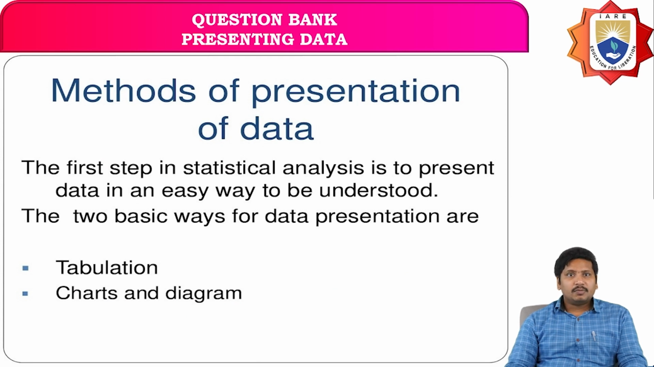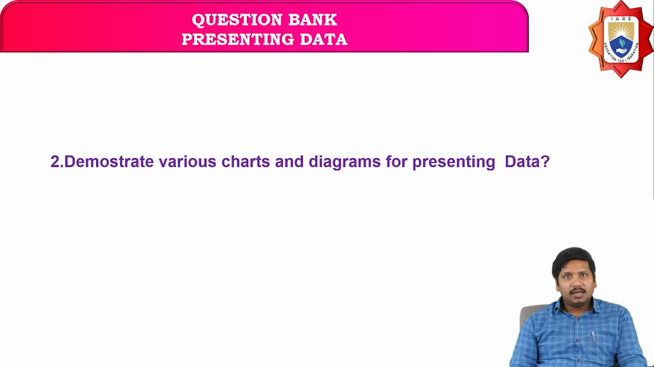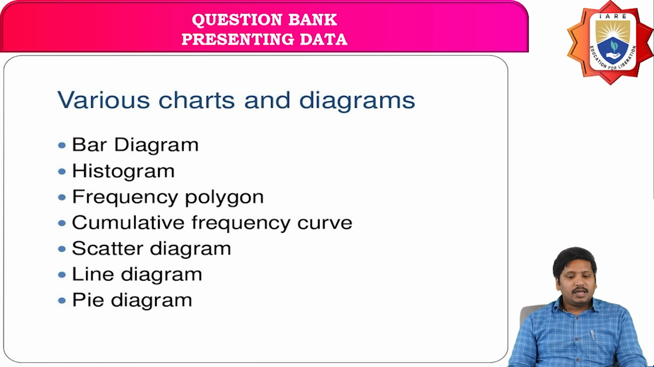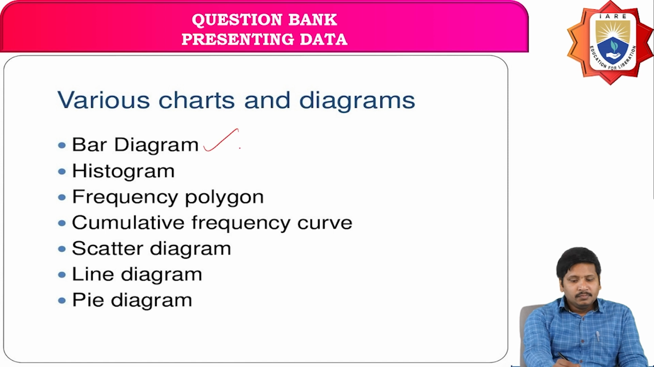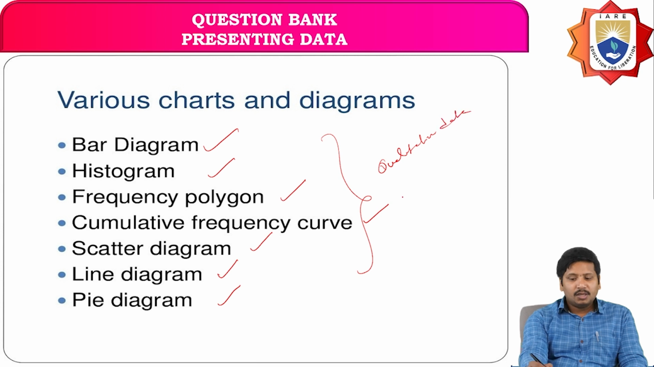So what are the various methods of presenting the data? There are two ways of presenting the data. The first one is tabulation and the other one is charts and diagrams. Let me demonstrate various charts and diagrams for presenting the data. We have different types of charts and diagrams. The very first one is a bar diagram, histogram, frequency polygon, cumulative frequency curve, scatter diagram, line diagram, and pie diagram. Some of these diagrams we can apply for qualitative data, and some for quantitative data.